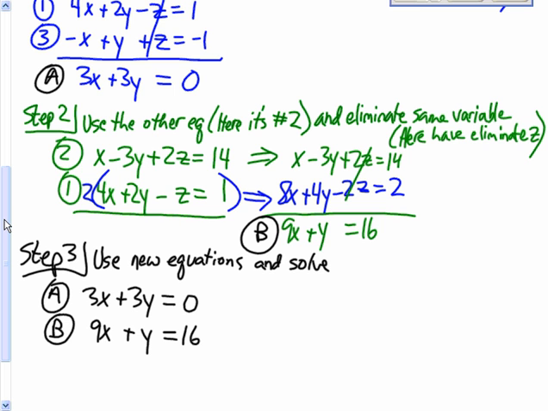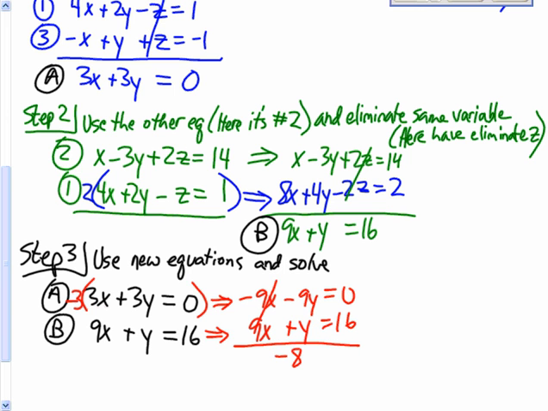So you notice, let's get rid of the x's. I got 3x on the top, I got 9x down below. So I'm going to multiply this by negative 3, so I get negative 9x on the top. So I got negative 9x minus 9y equals 0. The bottom stays the same. So I got negative 8y equals 16. Divide by negative 8. Hey, I got y equals negative 2.